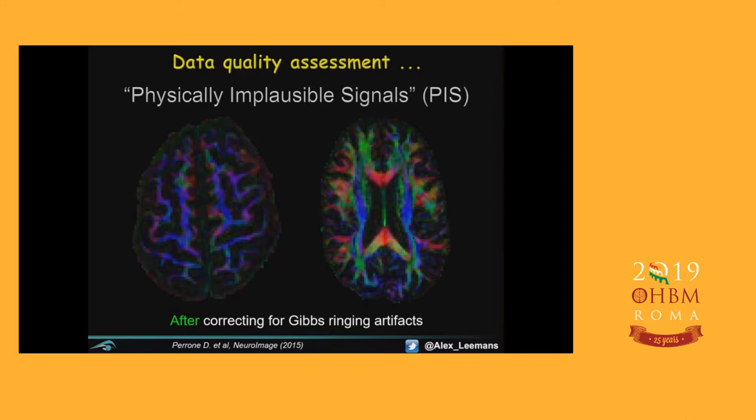You could argue we solve Gibbs ringing by just smoothing. And yeah, you can do that. But obviously smoothing is kind of 1980s. You blur the image, so your effective resolution goes down. So you don't want to do that.